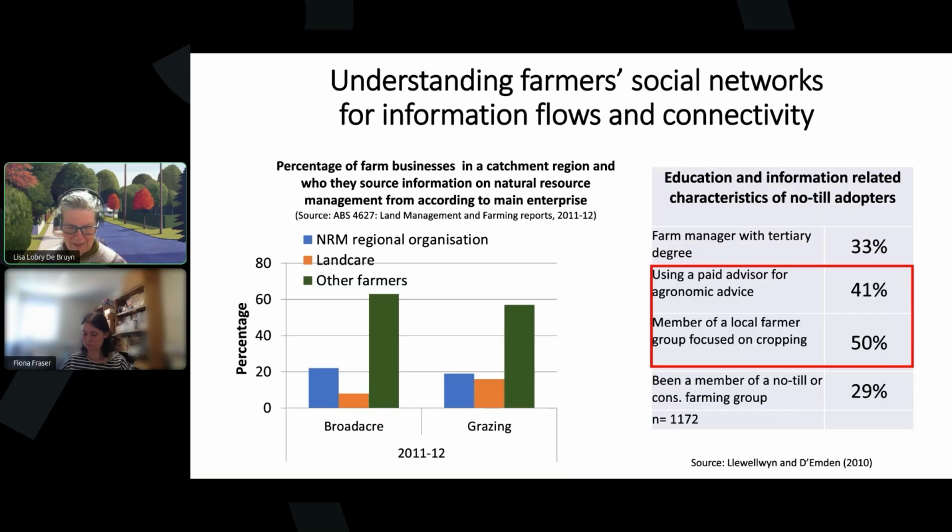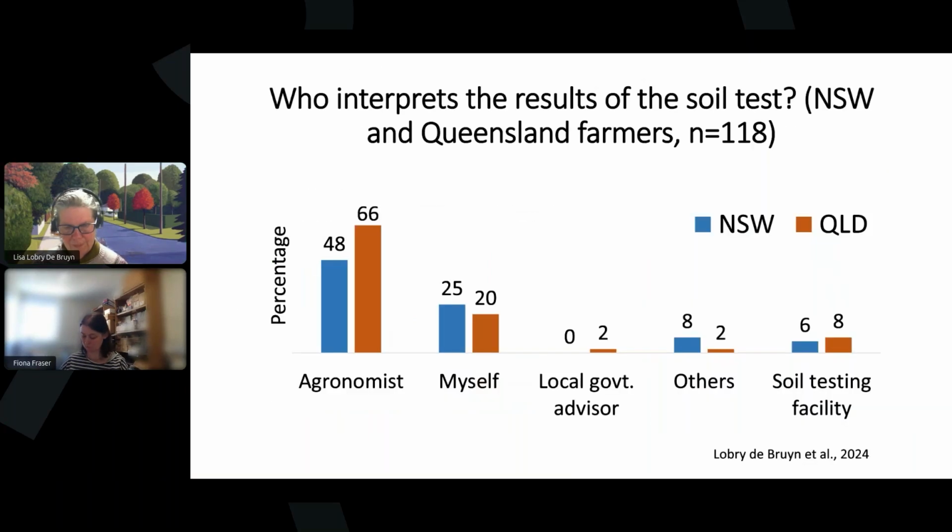Next slide, please. Now, I quickly inserted this. It's not from my paper, but it does give you some idea about the importance of advisors. So an agronomist is more likely to interpret the results of a soil test for a farmer, and this was in New South Wales and Queensland. And even though these farmers were quite confident in their knowledge of soil, they were less likely to interpret the results on their own. Next slide, please.